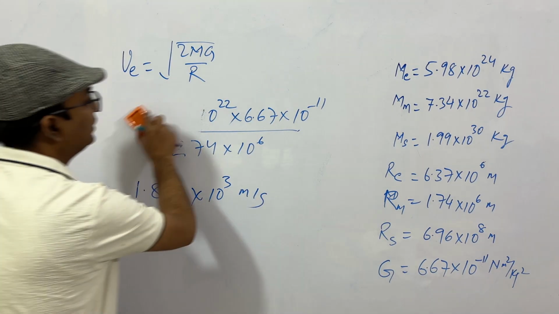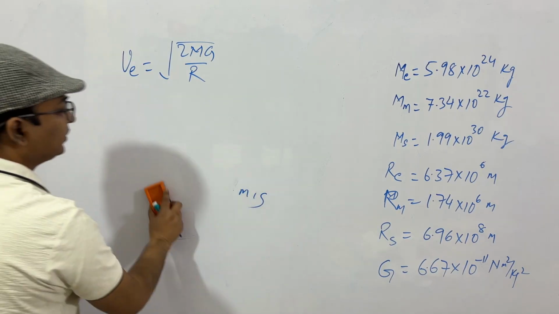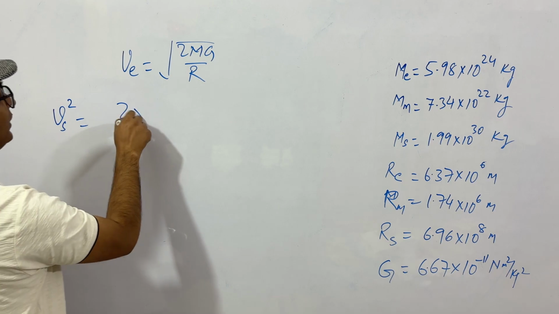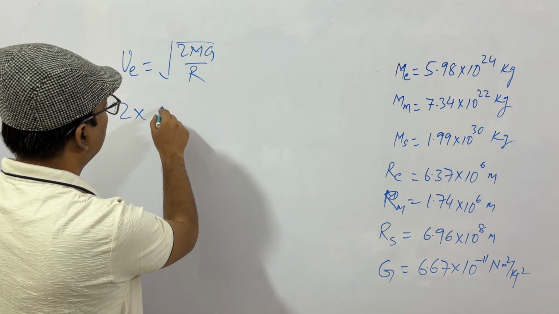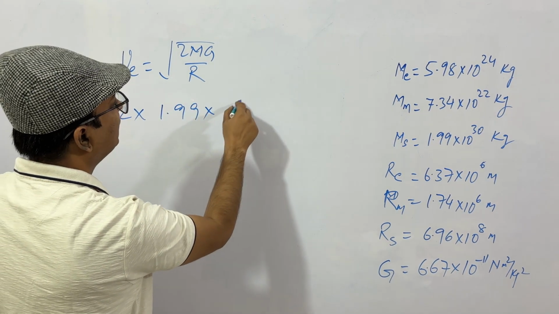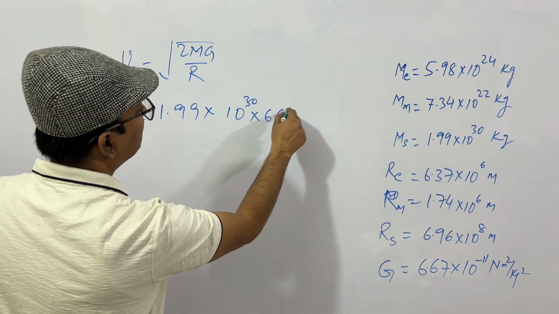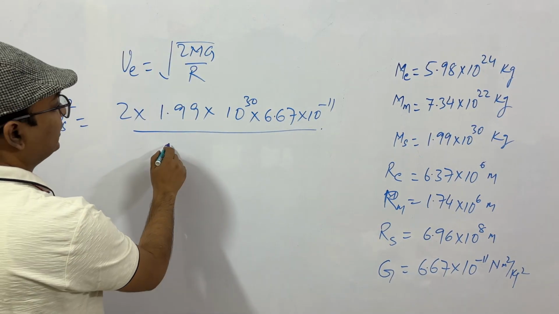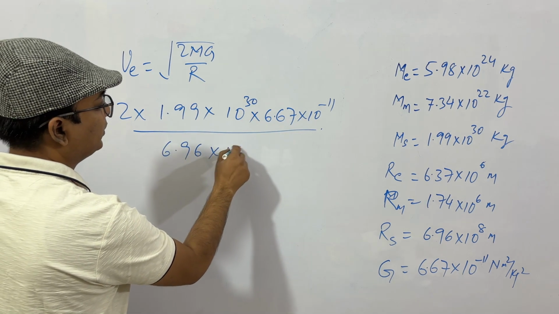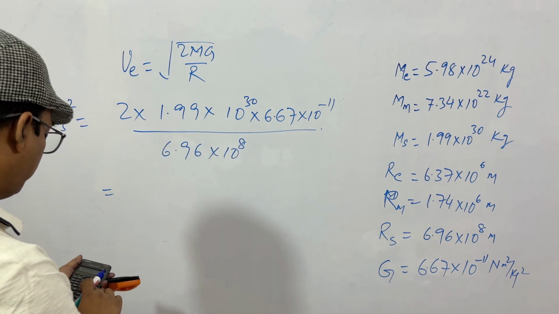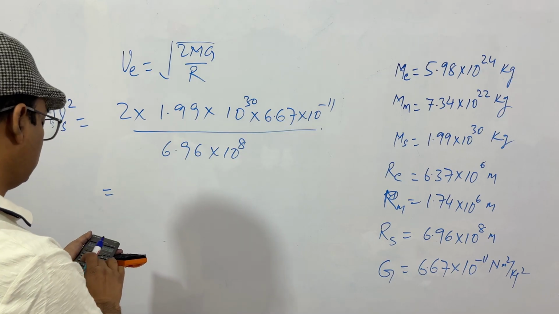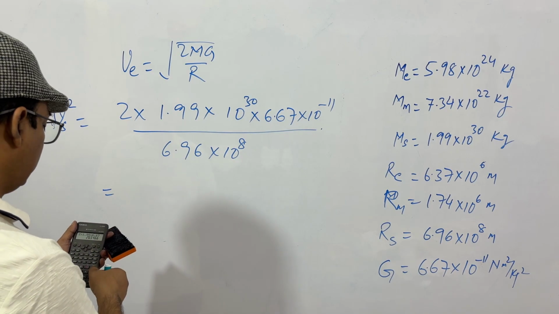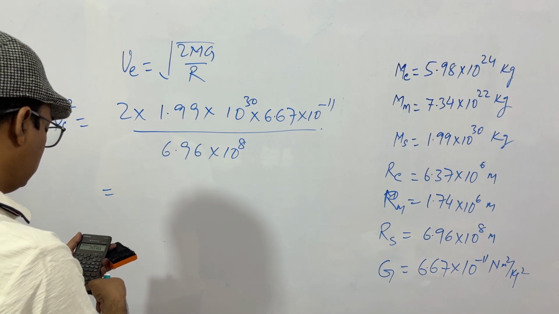Now let's see what is the escape velocity at the surface of Sun. So let Vs square be twice M. M of Sun is 1.99 into 10 to the power 30 into G 6.67 into 10 to the power minus 11 by r. At the surface of Sun, r will be 6.96 into 10 to the power 8. So what do we get? 2 cross 1.99 cross 6.67 divided by 6.96.